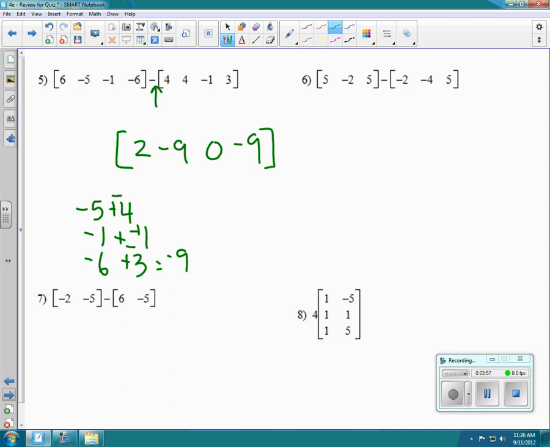Number 6 is a similar example. It's subtraction. So I'm going to subtract all the like places. Once again, it's a 1 row and 3 columns, and so is this other one. So I can go ahead and do this operation. So I have 5 minus -2, which will give me, add the opposite, a 7. -2 minus -4, which will give me, add the opposite, 2. And 5 minus 5, which will give me 0.